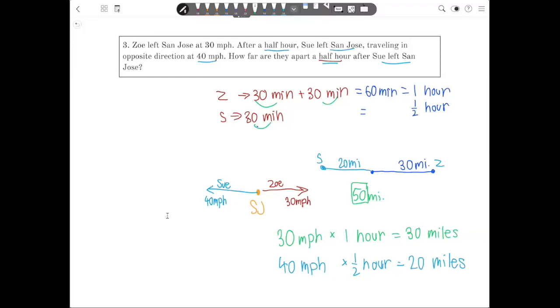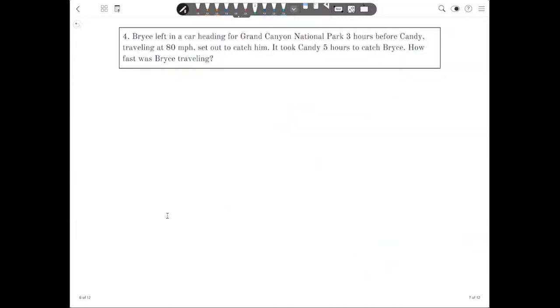Okay, let's try number 4 now. Bryce left in a car, headed for Grand Canyon National Park 3 hours before Candy, traveling at 80 miles per hour. It took Candy 5 hours to catch Bryce. How fast was Bryce traveling?